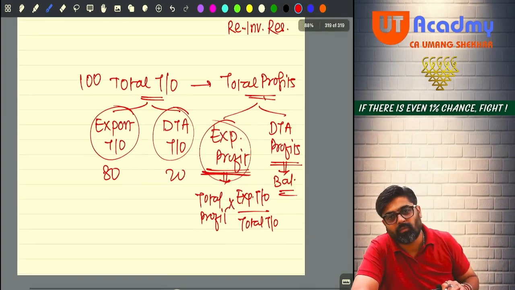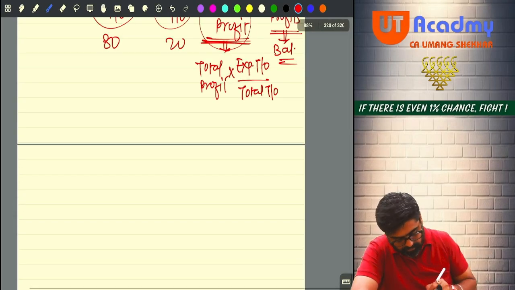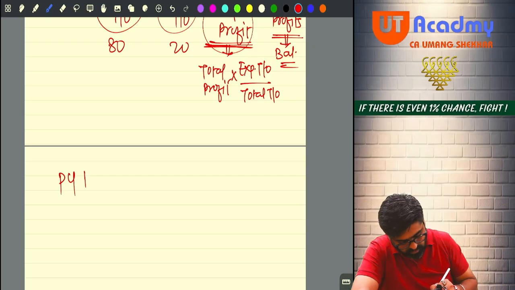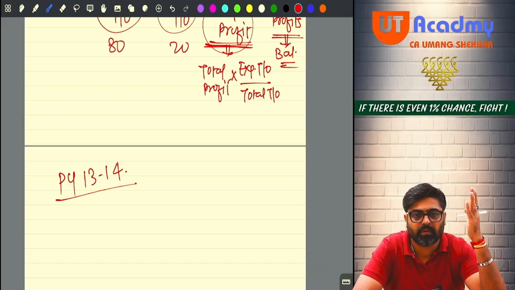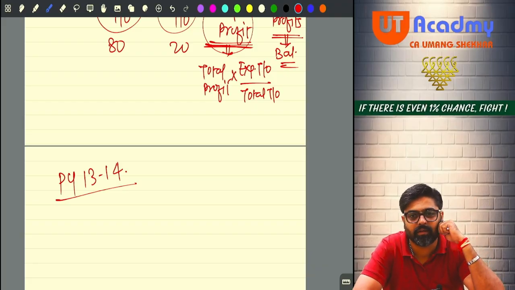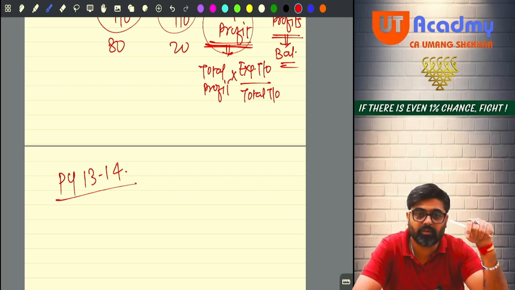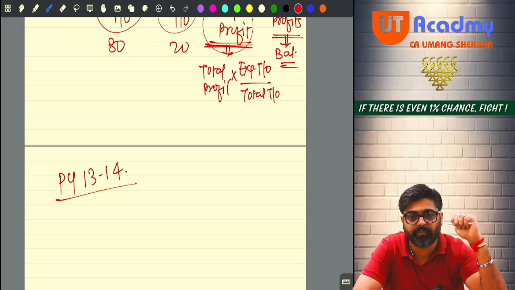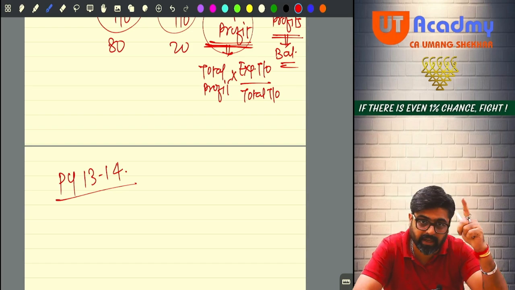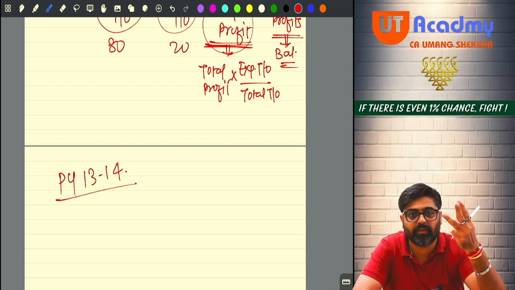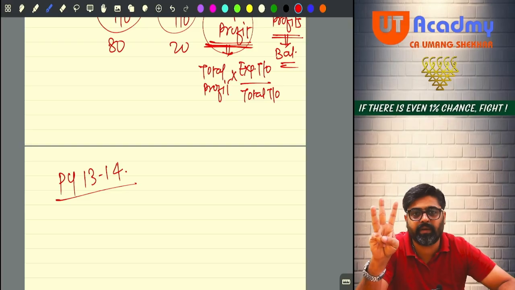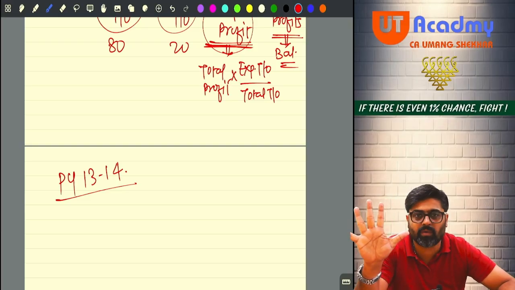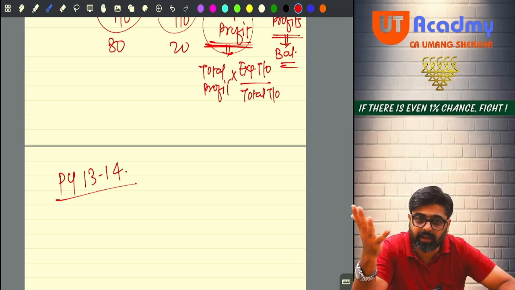For example, someone would have established in previous year 13-14. So Krishna has set up the manufacturing unit in 13-14 in SEZ. So since 13-14 he is doing business in SEZ. 13-14, 14-15, 15-16, 16-17 and 17-18. These 5 years he has already taken 100%. Then 18-19, 19-20, 20-21, 21-22, 22-23. He has already claimed 50%.